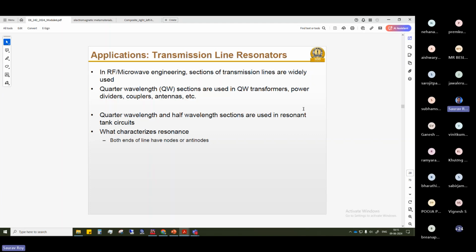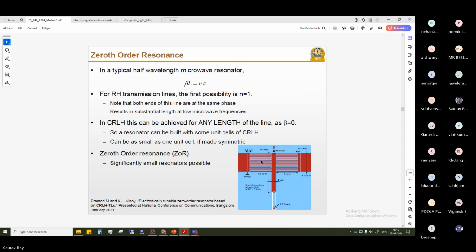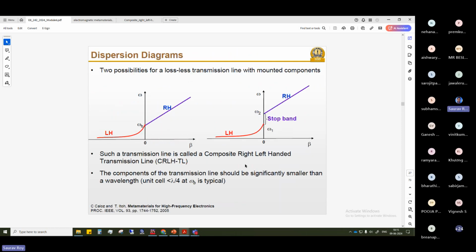So that is what we are talking about. What are the uses of this? There are several uses, like quarter wavelength sections, quarter wavelength transformers and others. Another very interesting use is in resonant circuits or tank circuits. So we'll see now how it can behave like a tank circuit or resonant circuit. Before going there, do you have any questions?